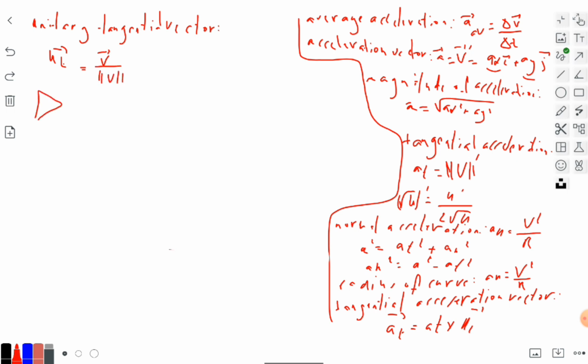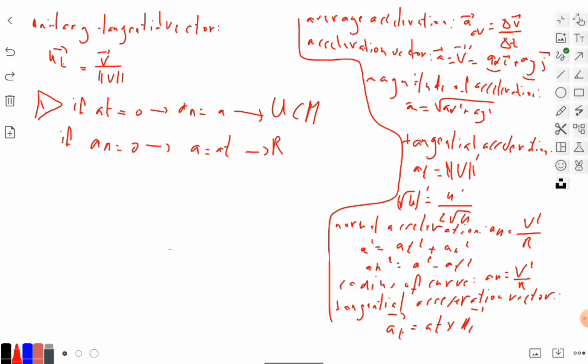Note, if at equal to 0, so an equal to a, in this case the motion is uniform circular motion. If an equal to 0, so a equal at, in this motion the radius equal infinity, so the motion is rectilinear motion.